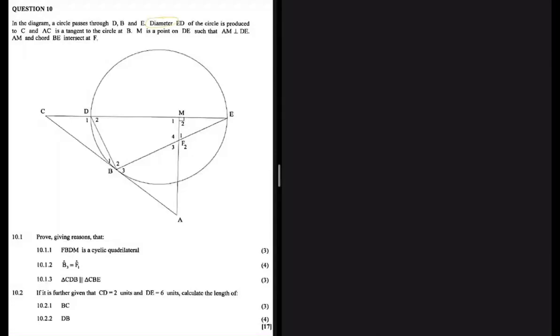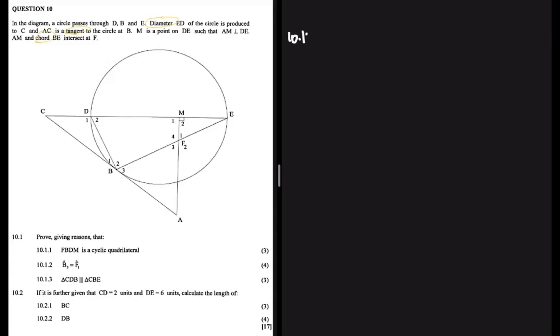Diameter ED. So up to this point, we know we have some diameter ED. The circle is produced to C, and AC is a tangent to the circle at B. So now we know we have a tangent, and then M is a point on DE such that AM and DE are perpendicular to each other. AM and chord BE intersect at F. So now we know we have a chord. Why am I circling those words? Because they mean so much to us when you're doing Euclidean geometry.